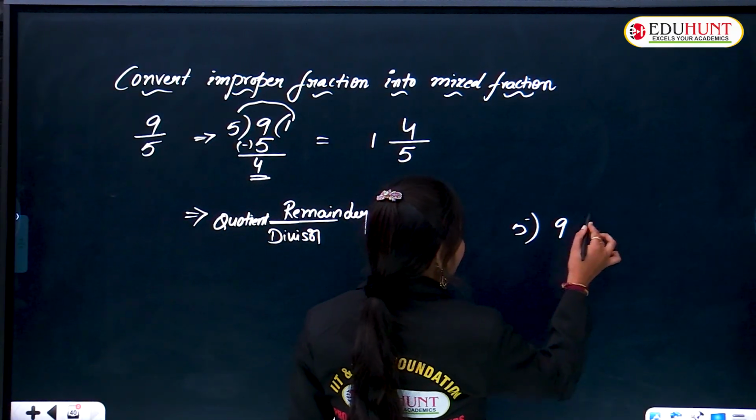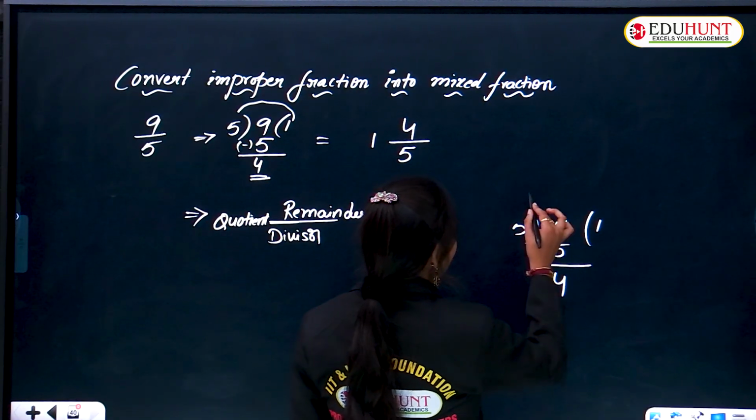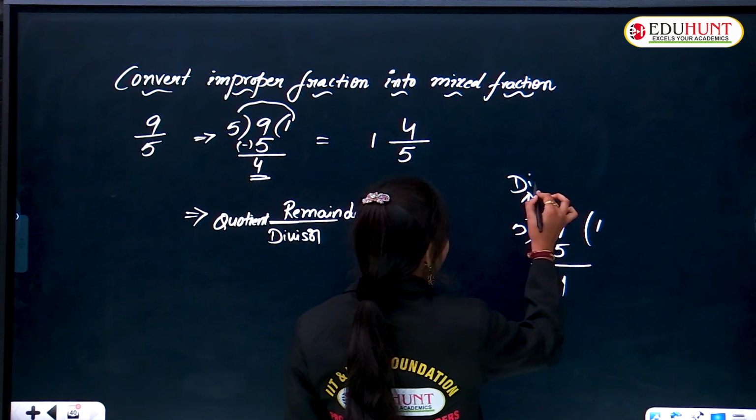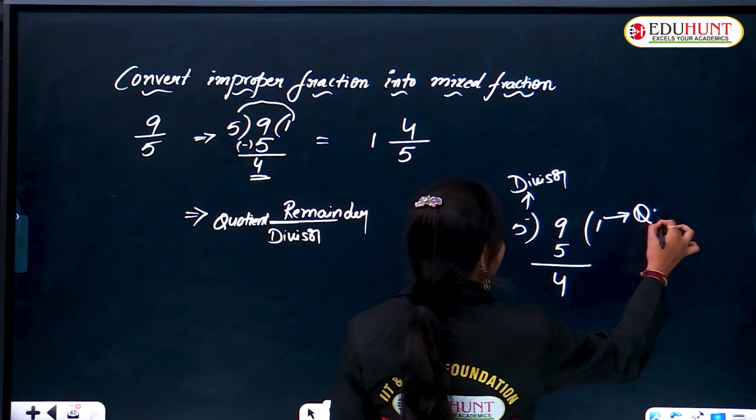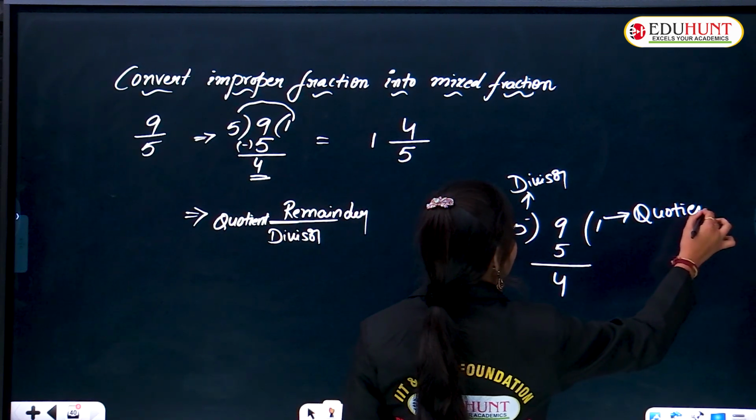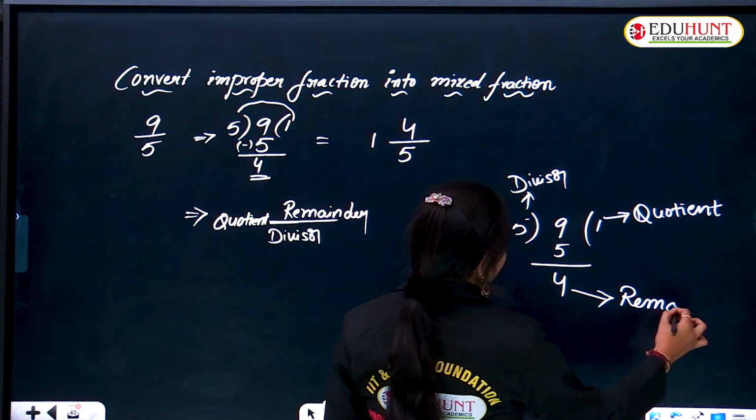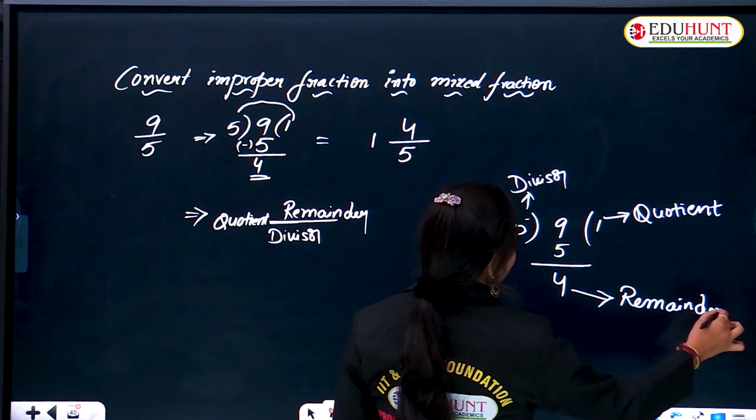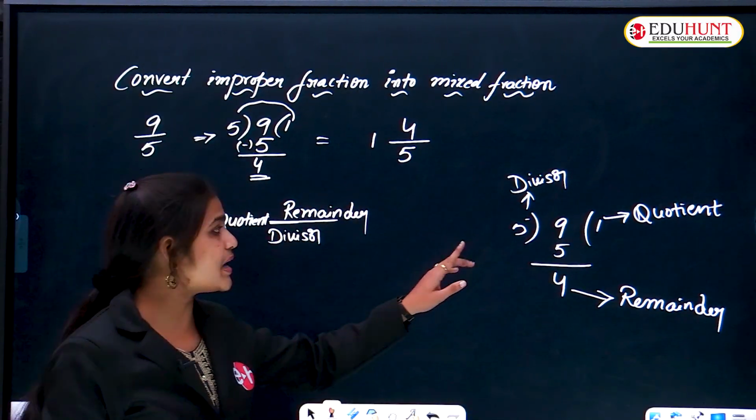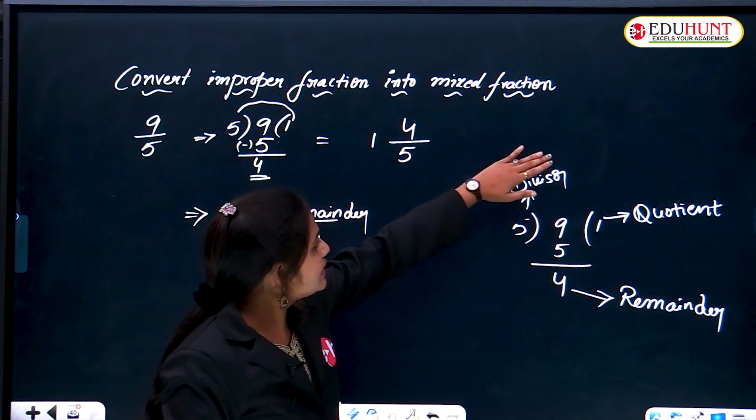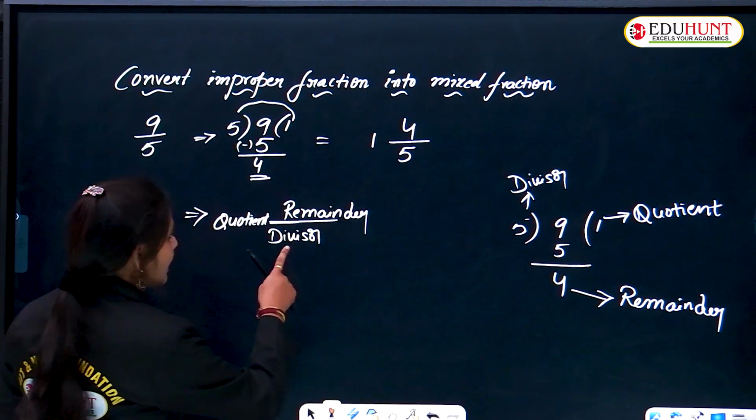9 divided by 5. 5 ones are 5. And here the remainder is 4. This is the divisor. This is the quotient. And this is called the remainder. Okay. And here 9 is the dividend, but that is not required here. That's why I have not written it here. See, divisor, quotient, remainder.